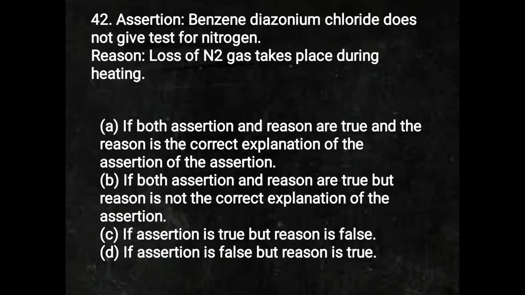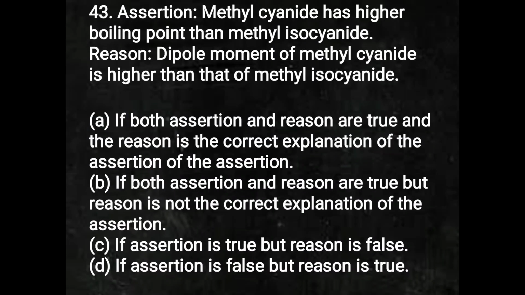Assertion, benzene diazonium chloride does not give test for nitrogen. Reason is, loss of nitrogen gas takes place during heating. Here both assertion and reason are true and the reason is the correct explanation of the assertion. Assertion, methyl cyanide has higher boiling point than methyl isocyanide, and reason is, dipole moment of methyl cyanide is higher than that of methyl isocyanide. Here both assertion and reason are true and reason is the correct explanation of the assertion.